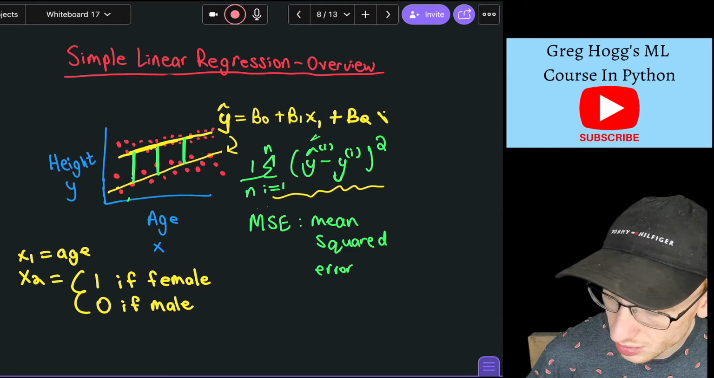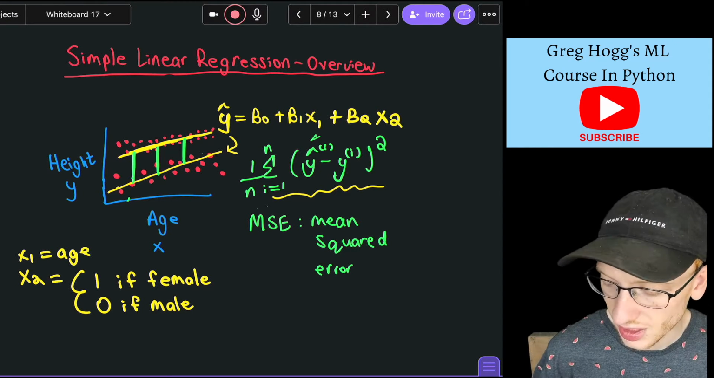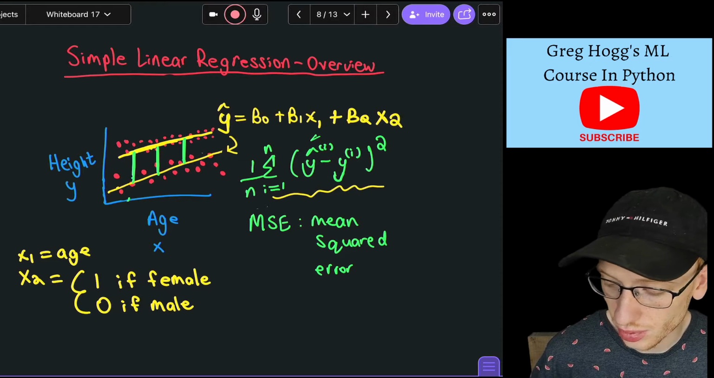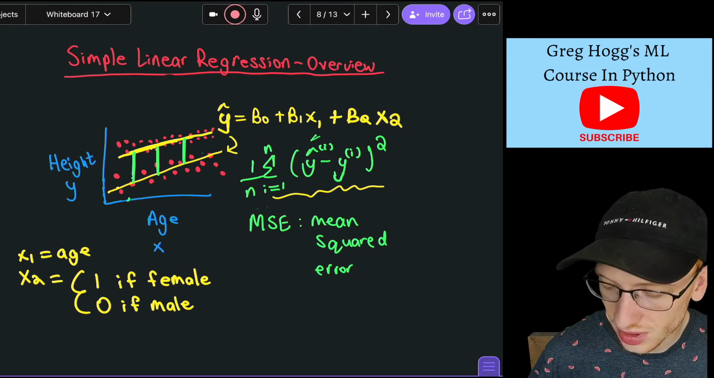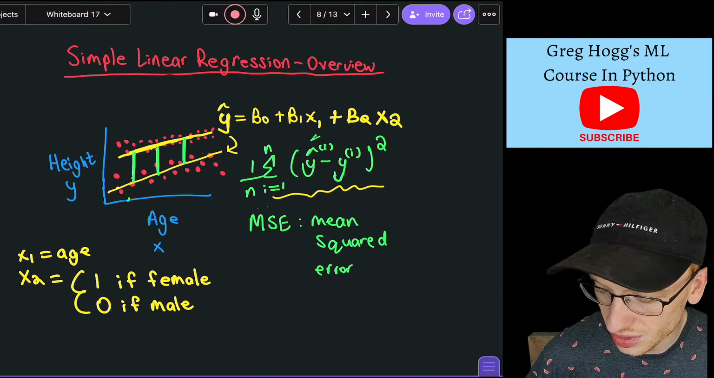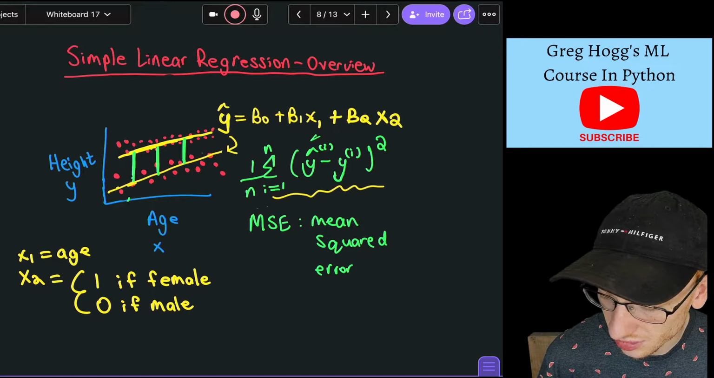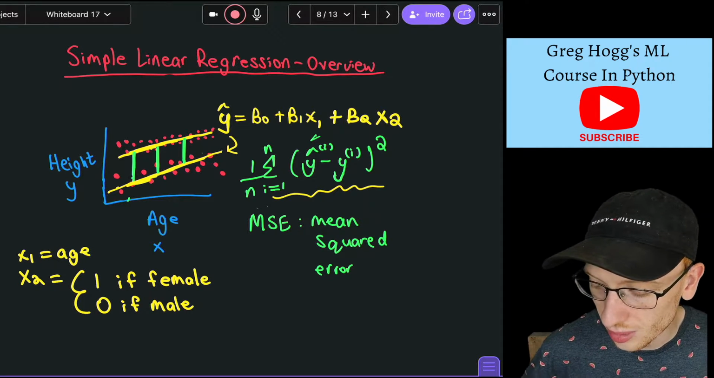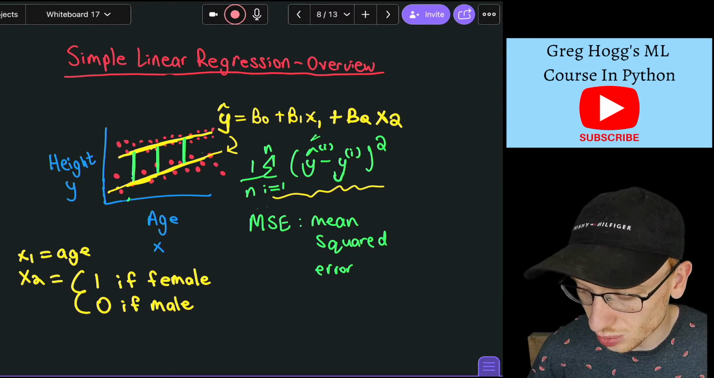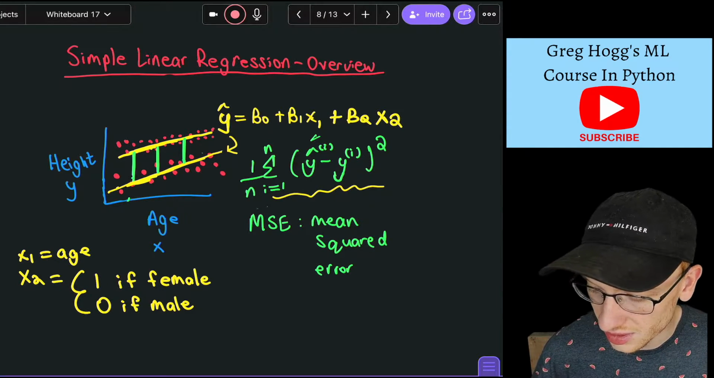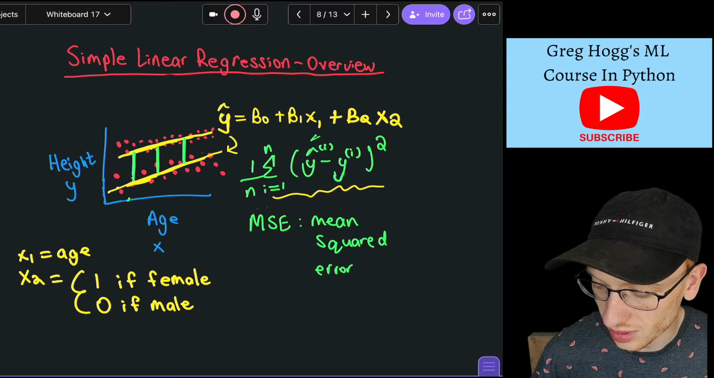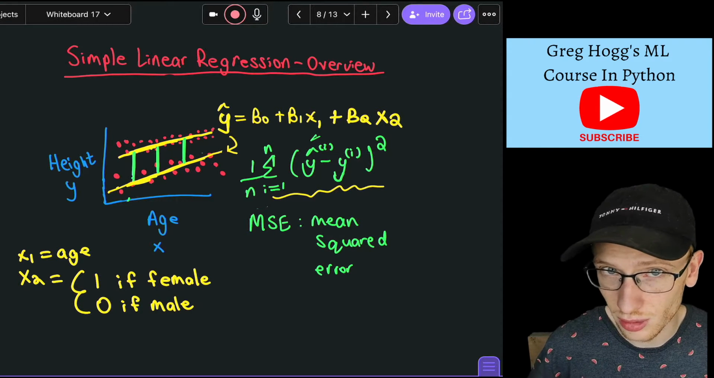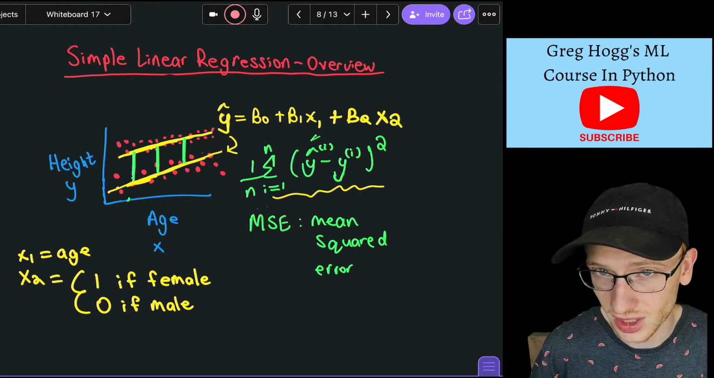It's beta 2, we add beta 2 x2, and so if x2 is either 0 or 1, well, you can think about it. If x2 is 0, then it would be this line. It would just be beta naught plus beta 1 x1. But if x2 is equal to 1, then the line is beta naught plus beta 1 x1 plus beta 2, not really times x2, because that's times 1.